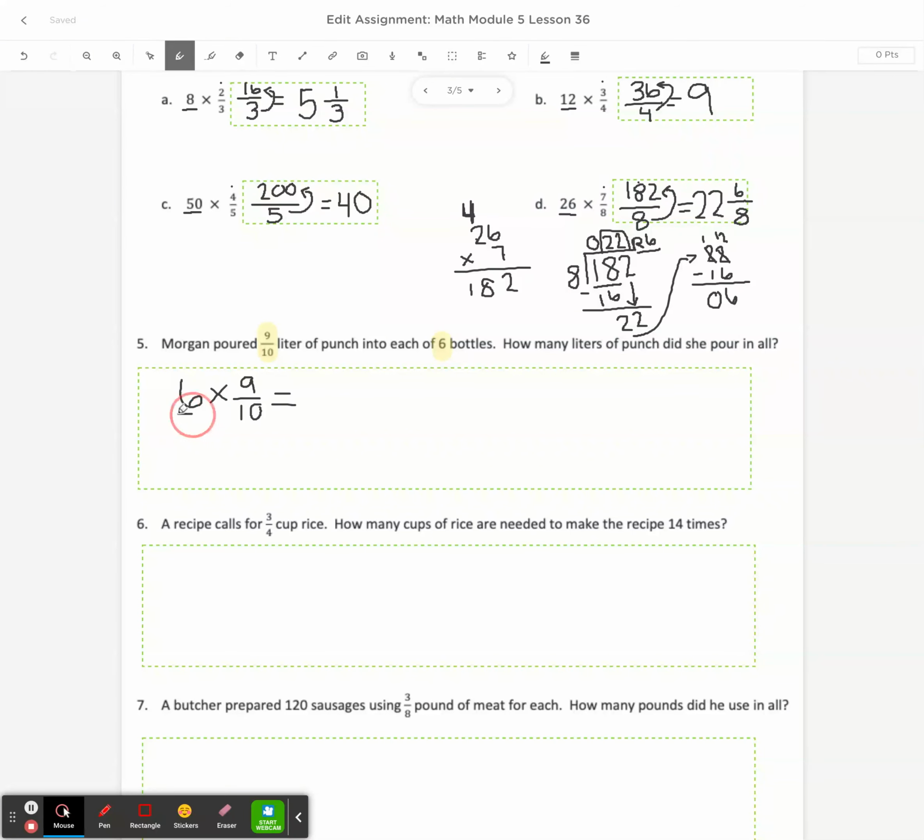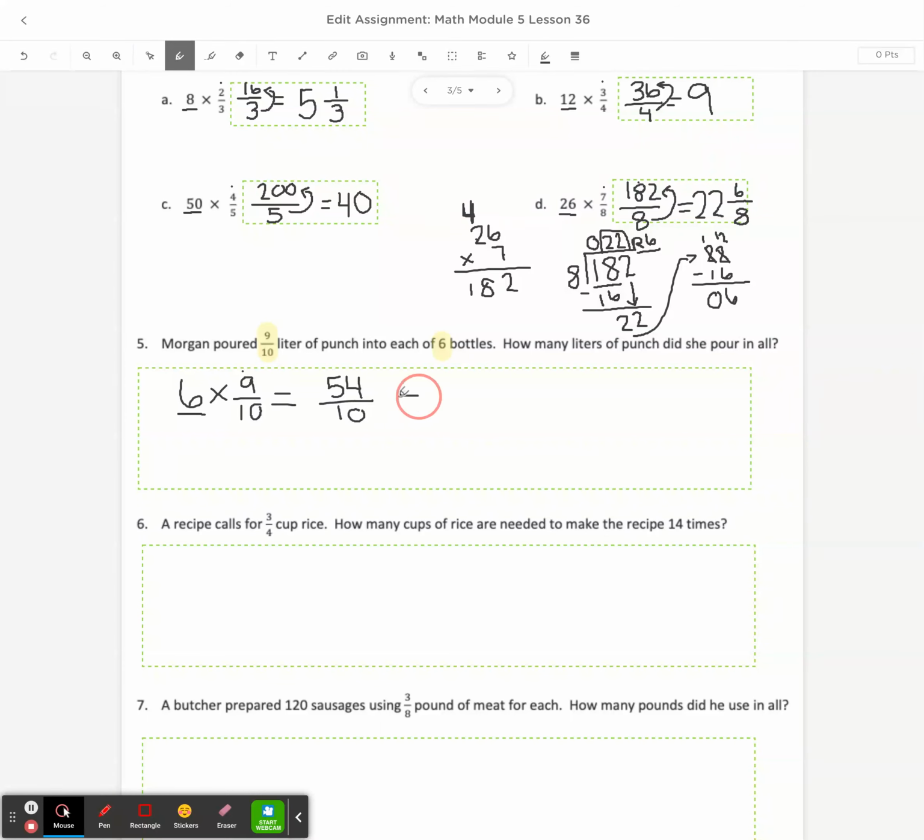And let's go ahead and figure that out. So I'm going to multiply my whole number times my numerator. So 6 times 9, which is equal to 54. And I'm going to keep my denominator the same. Now the directions do not say to write it as a mixed number, but I want us to go ahead and write it as a mixed number.